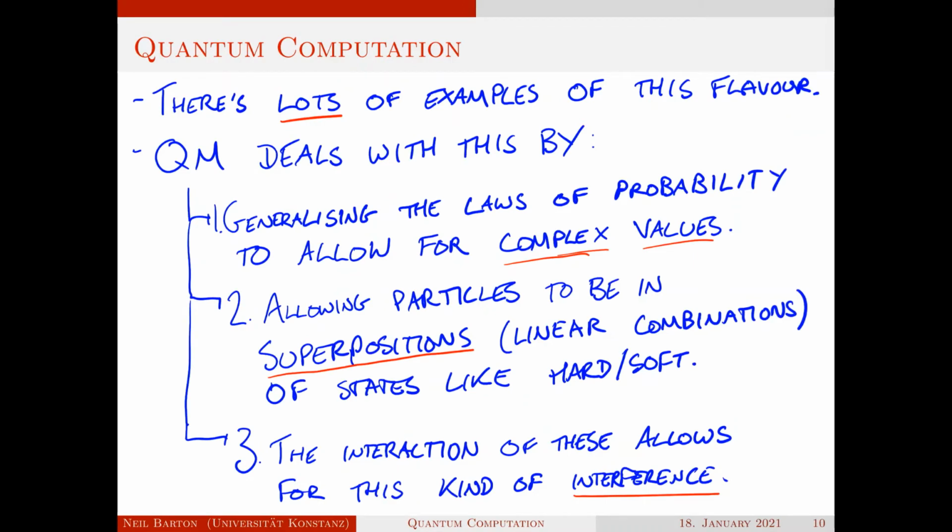Okay, good. Now there's lots of examples of this flavor, and some of them can push the point a little harder that probability needs to be modified somehow. But this is at least a nice easy example, and the way quantum mechanics deals with these kinds of problems of probability is you have three interacting parts of quantum mechanics. So first you have a generalization of the laws of probability to allow probabilities to have complex values.